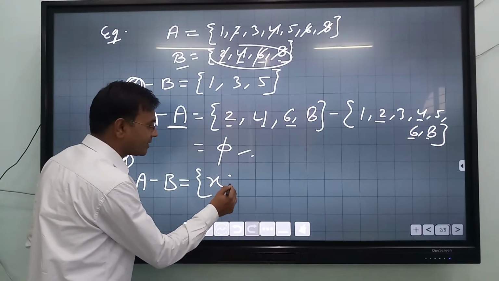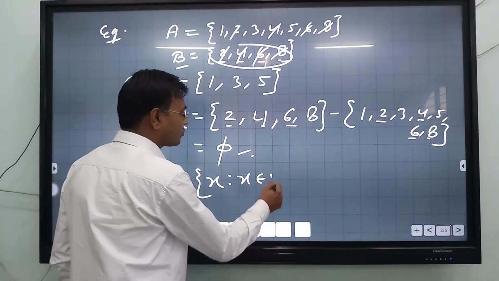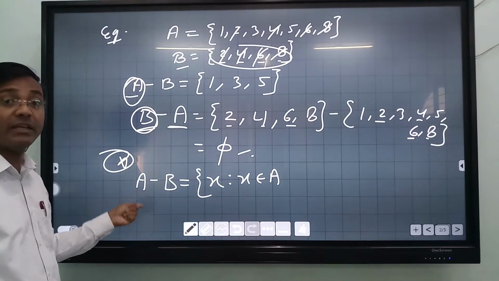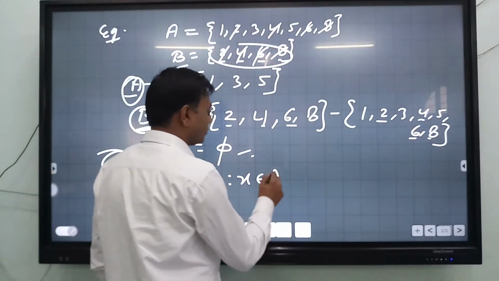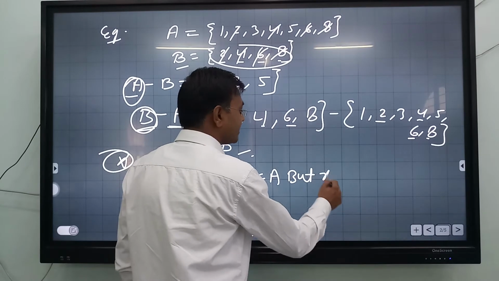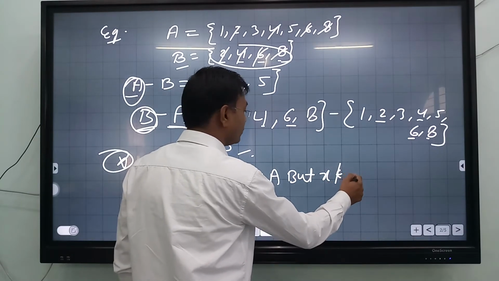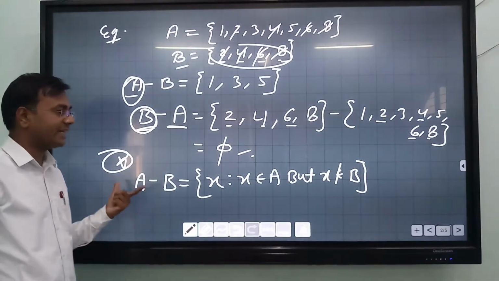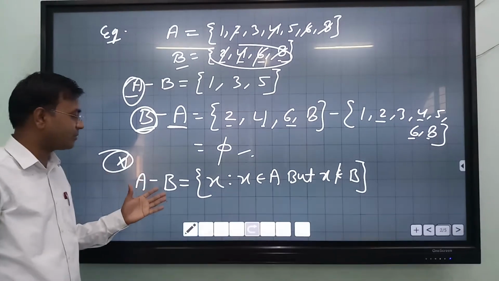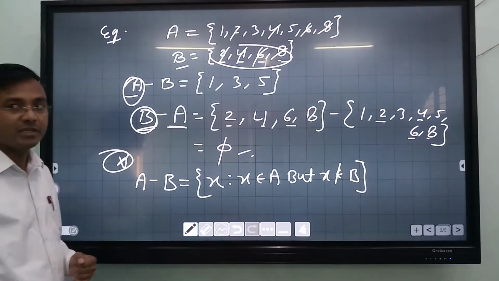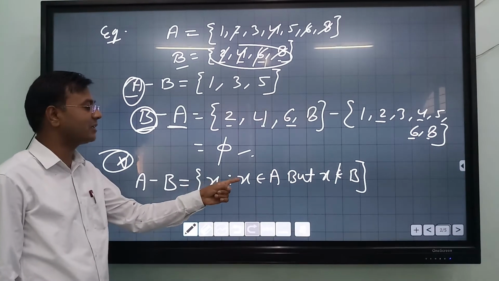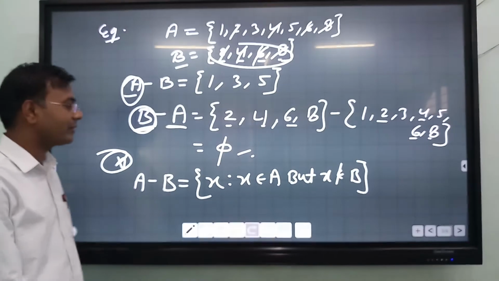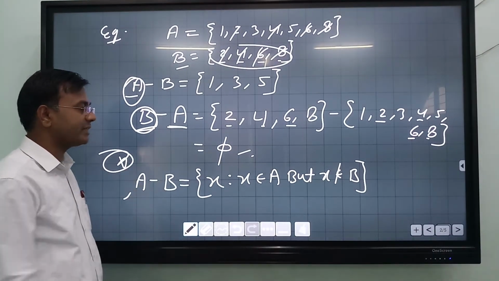So X belongs to A, because the difference of sets is the elements of set A only, which are not in B. So X belongs to A, but X does not belong to set B. This is the set builder form: A minus B, the difference of two sets, can be represented as A minus B equals X such that X belongs to A but X does not belong to B. Clear?